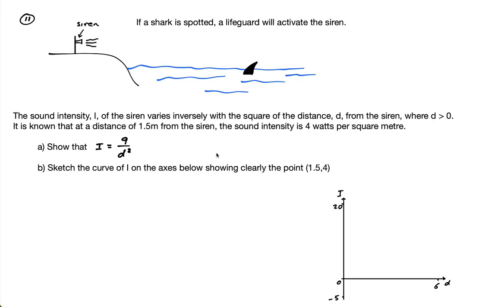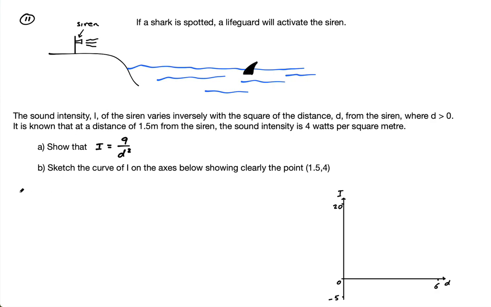Okay, so this looks complicated. There's a picture of a shark, etc., etc. But when I read that, I see this is an inverse proportion question, and I know how to do that question, so I want you to think the same way. It is known that at a distance 1.5 meters from the siren, the sound intensity is 4 watts per square meter. So perfect. That's the kind of initial values that they always give us in order for us to solve this.